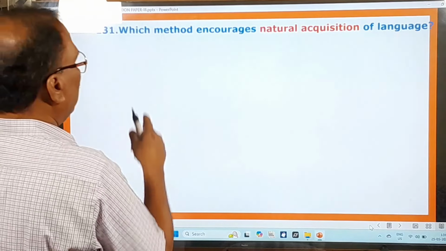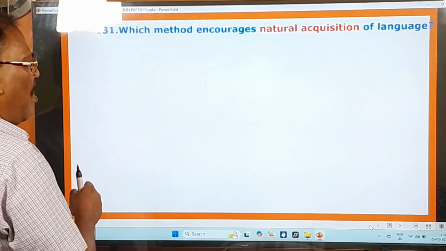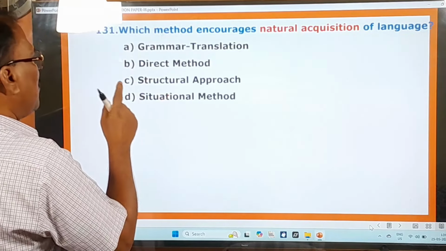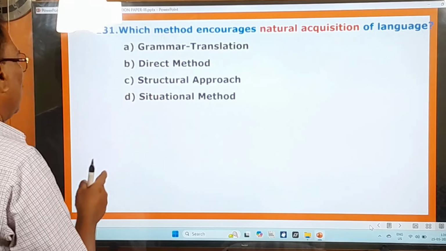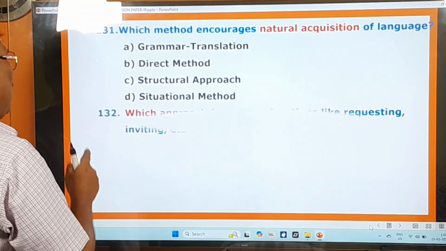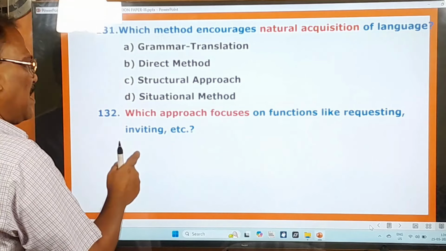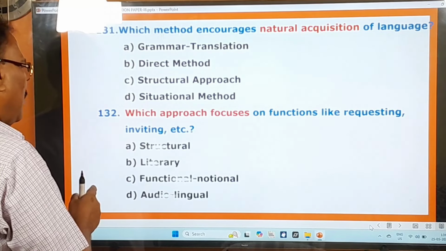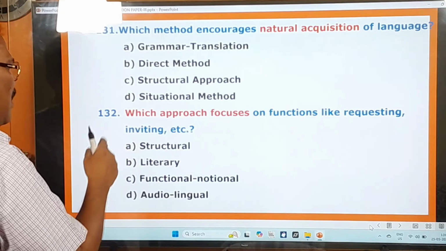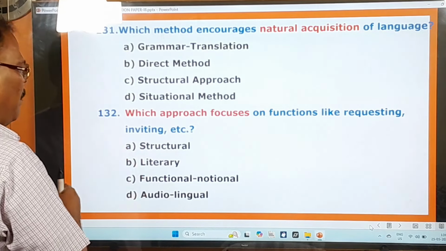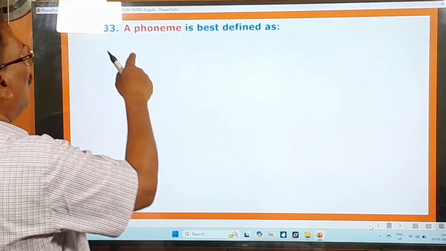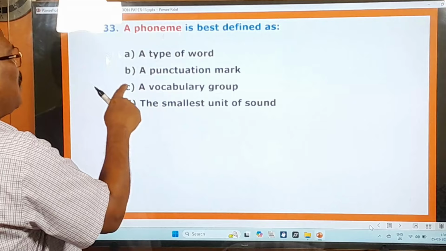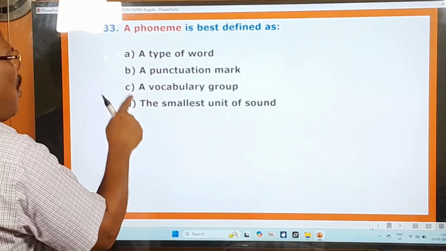131st question. Which method encourages natural acquisition of language? Grammar translation, direct method, structural approach, situational method. 132nd question. Which approach focuses on functions like requesting, inviting, etc.? Structural, literary, functional notional, audio lingual. 133rd question. A phoneme is best defined as a type of word, a punctuation mark, a vocabulary group, the smallest unit of sound.